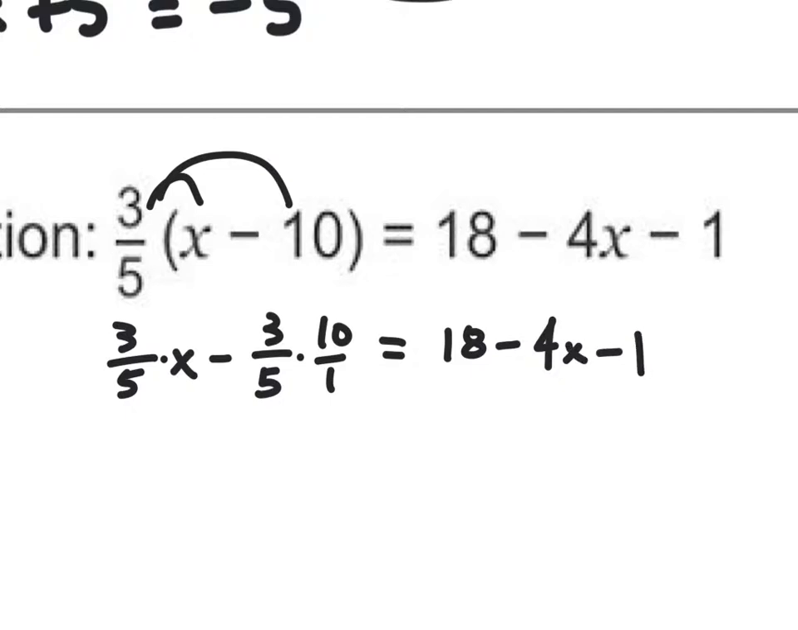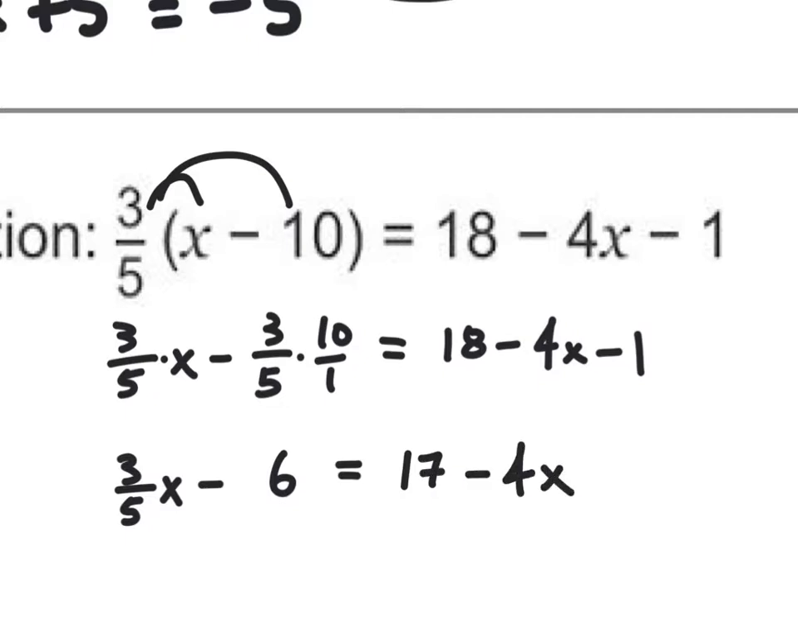Now I'm going to simplify this over here. And you could do this a couple different ways, but I've got 3 times 10, which is going to give me 30 divided by 5. So this is really going to be just 7. Okay, so I've got 3/5 x minus, no, that's not 7, that's going to be 6. So I've got 3 times 10, which is 30. Divide that by 5, which is 6. So I've got minus 6. And then this is equal to, and let's go ahead and combine the 18 minus 1. That's going to give us 17. So I've got 17 minus 4x.